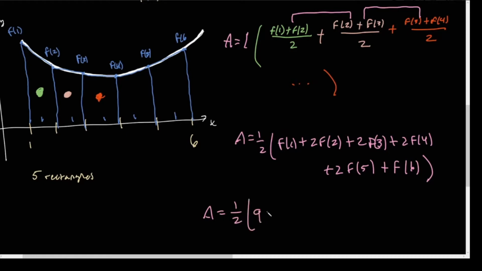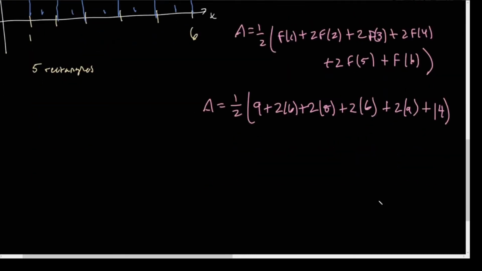f of 1 is 9, plus 2 f of 2's, f of 2 is 6, plus 2 f of 3's, f of 3 is 5, plus 2 f of 4's, f of 4 is 6, plus 2 f of 5's, f of 5 is 9, and then just one f of 6 because it's at the end, plus f of 6 is 14.